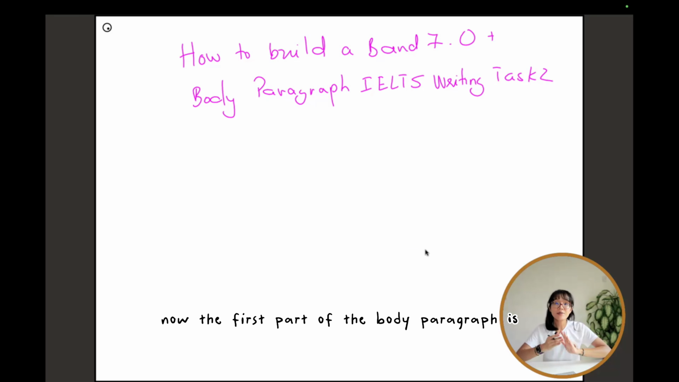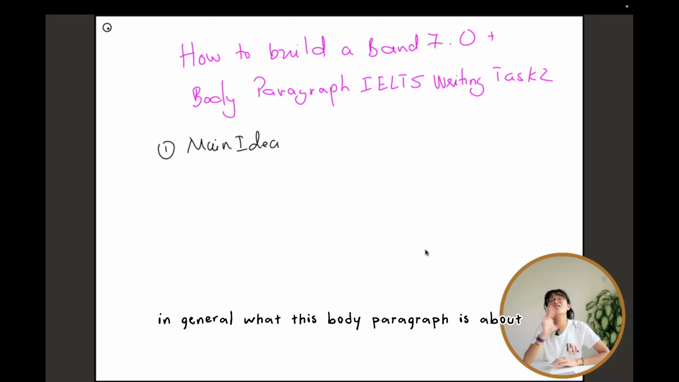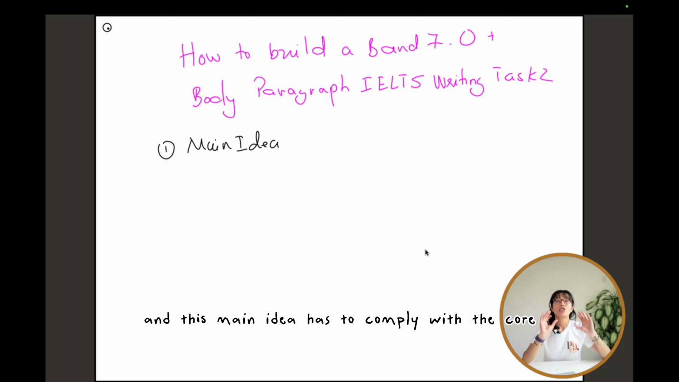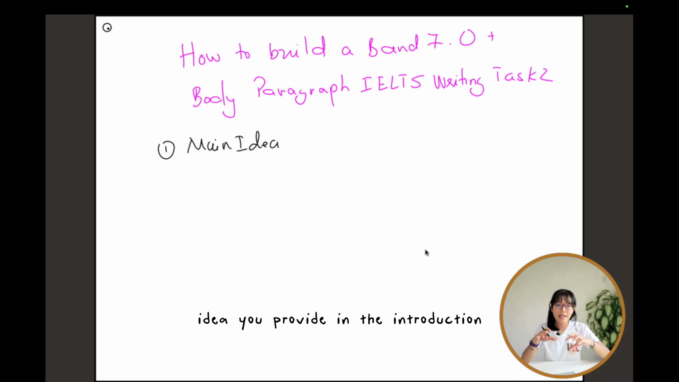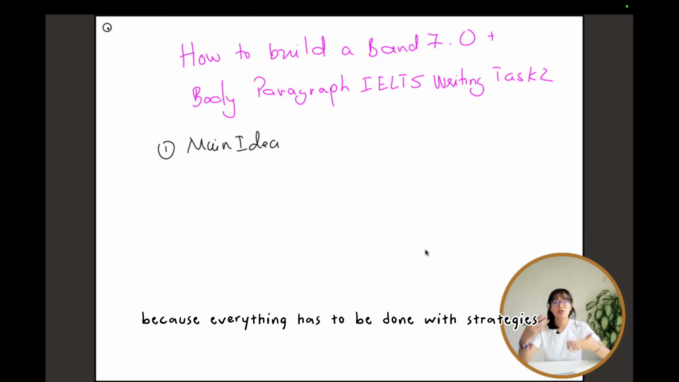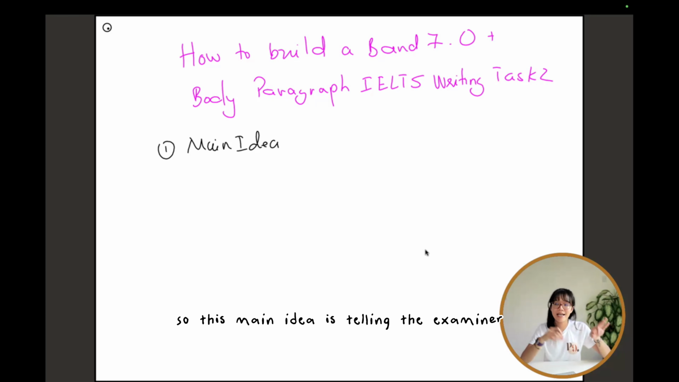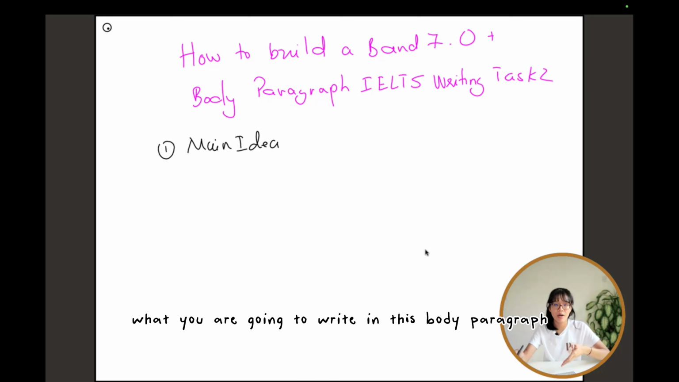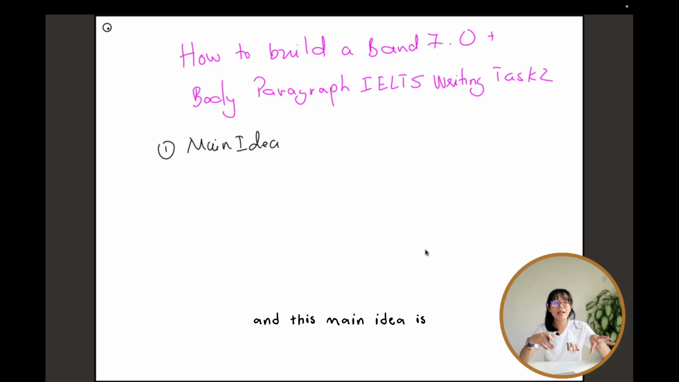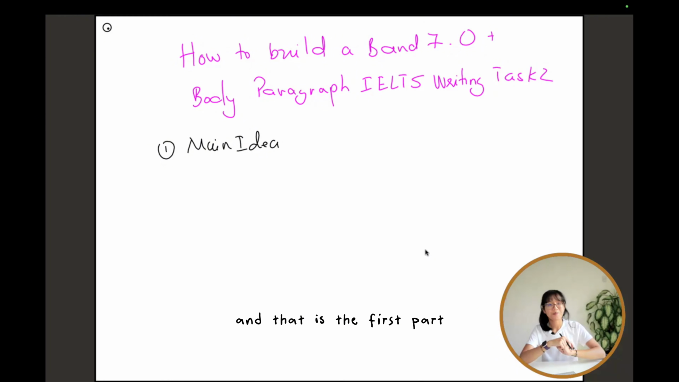Now, the first part of the body paragraph is, yes, the main idea. The main idea is where you tell the examiner in general what this body paragraph is about. And this main idea has to comply with the core idea you provide in the introduction. It cannot be random, because everything has to be done with strategies and everything has to be following a structure. So this main idea is telling the examiner what you are going to write in this body paragraph, and this main idea is part of the core idea you provide in the introduction. And that is the first part.